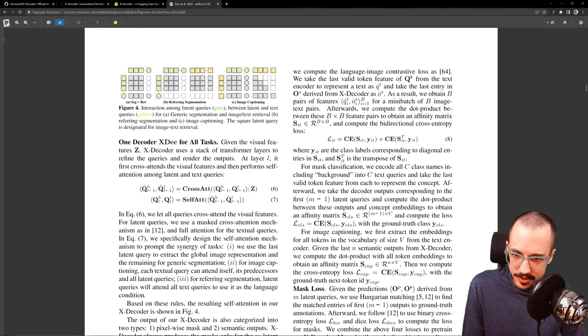Okay, one decoder for all tasks. It uses a stack of transformer layers to refine the queries and render the outputs. So it has a cross-attention mechanism, and then it has a self-attention mechanism here. These are different types of attention mechanisms. Cross-attention here, your Q_{l-1} and Q_{l-1}. So this is at different layers, and then you have the text queries and you have the latent queries. Here you have the same one, latent queries and text queries, except these are hat, right? Q hat here, and then here it's Q not hat.